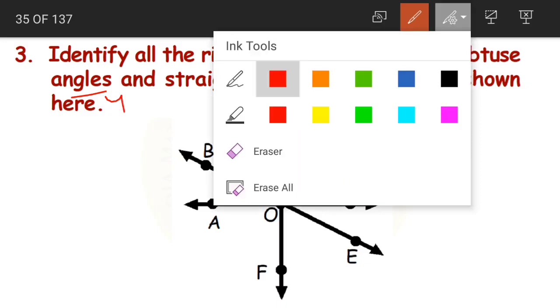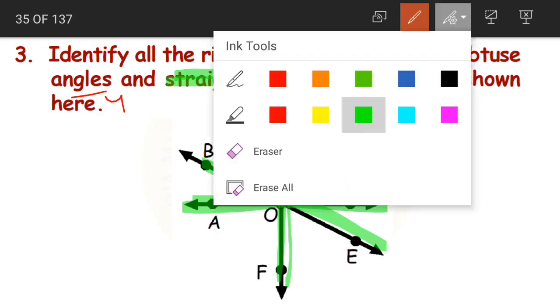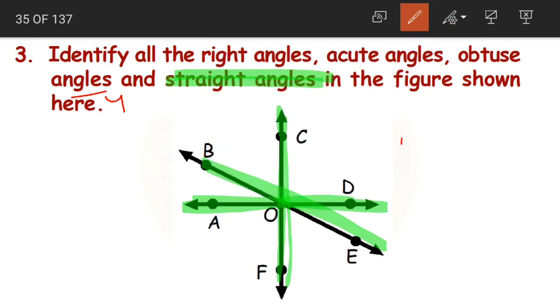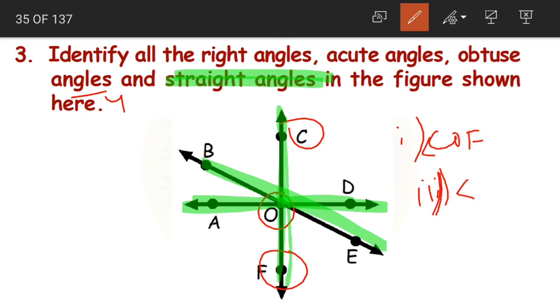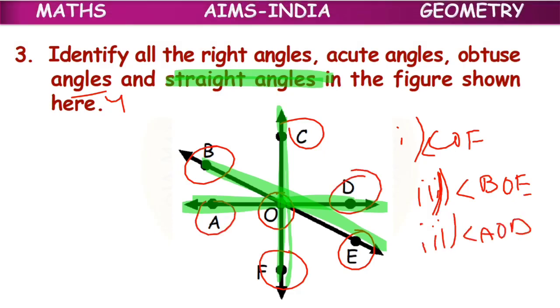Now coming to the last one, that is our straight angles. Straight angles are the simplest. Yes, we just have to look for straight lines. So this is one straight line, this is one and this is the other one. So we have 3 straight lines here. That means we'll get 3 straight angles. So let us write the names of the angles, children. First one would be angle COF. Second one would be angle BOE. And third one would be angle AOD. Yes, I hope this is clear.